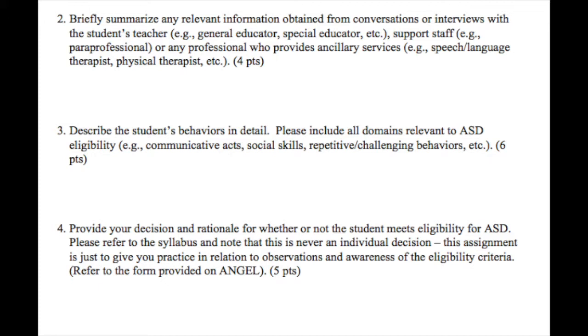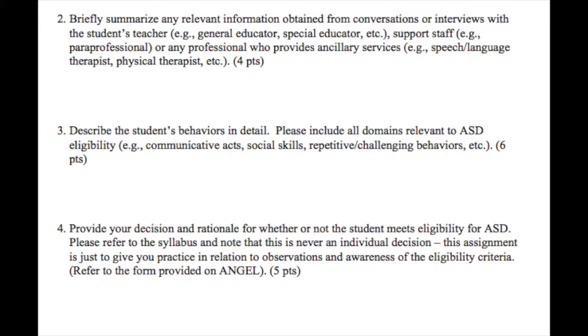So if they weren't participating in the lesson, what was it that they were doing instead? Try to really provide some explicit details as to what you saw. And make sure you address all three areas in order to get full credit for this part.